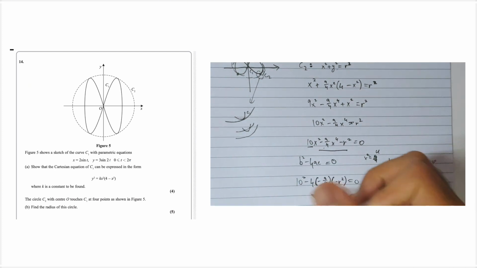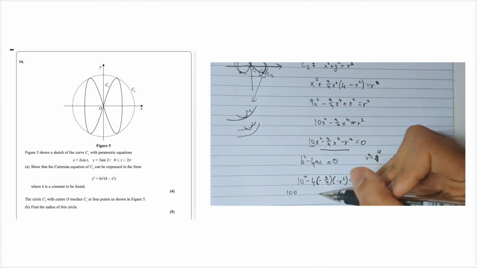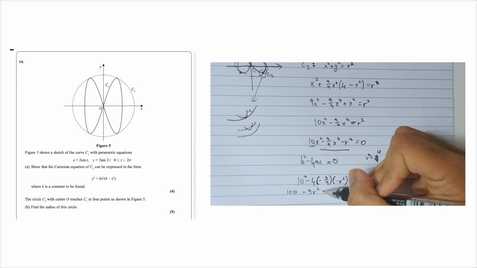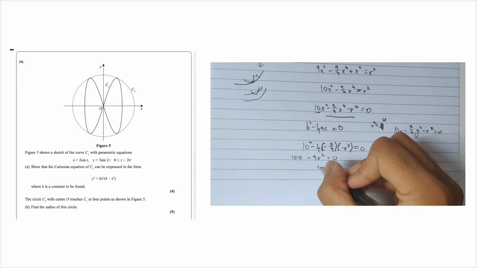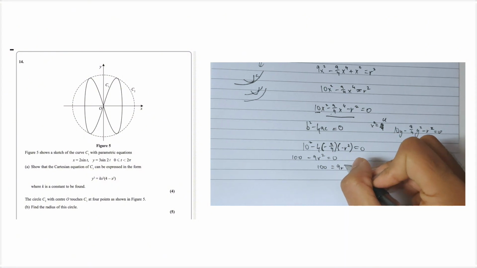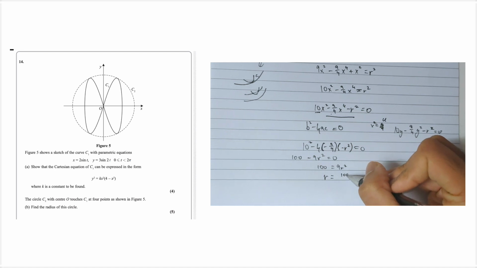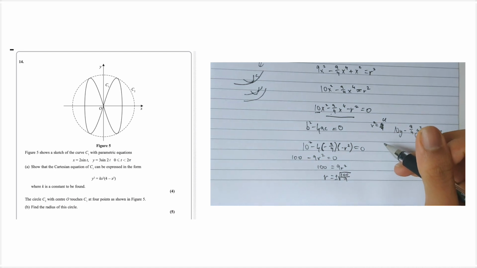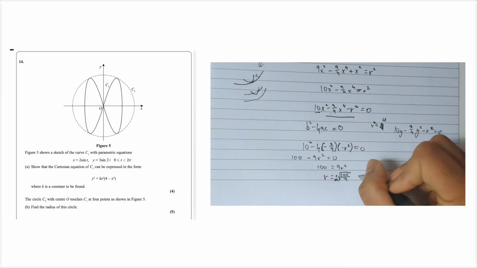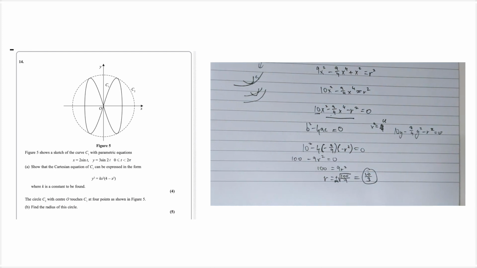So you simplify this and you get 100 minus 9r squared equals 0. Shift the 9r squared to the right side, you get 100 equals 9r squared, and then you simplify further, you get r equals the square root of 100 over 9, plus or minus, but since the radius is not going to be negative, we use a positive, and this is equal to 10 over 3. And that's your final answer.